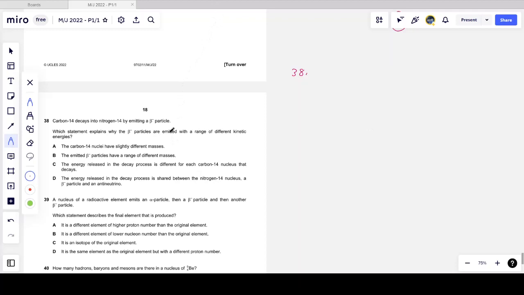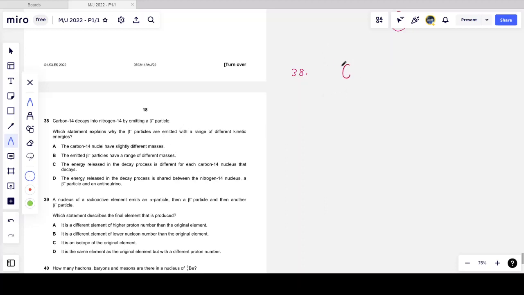Okay, now we move on to particle physics, the last three questions. We are told that carbon-14 decays into nitrogen-14 by emitting a beta minus particle. We want to know which statement explains why the beta minus particles are emitted with a range of different kinetic energies. Okay, let's think of what happens in this process.